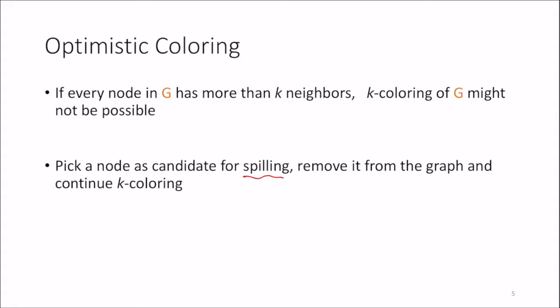And by removing this node from the graph, it might end up that the resulting graph is now k colorable. So what we're doing is essentially removing a node from the graph, storing it in memory, and the sacrifice of that node from the graph can maybe help the rest of the nodes in the graph to use registers. Or maybe it's possible now to do a k coloring of the register interference graph.